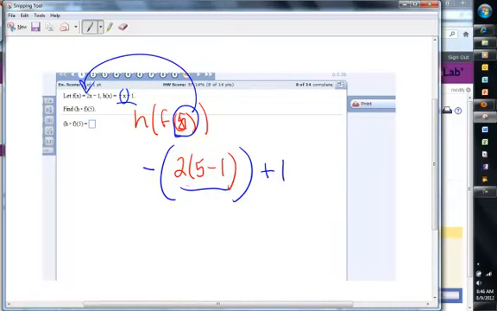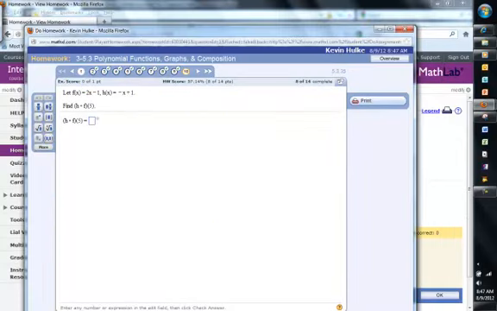2 times, oh, I did that wrong. It should be 2 times 5 minus 1. I made it seem like you're going to multiply the 2 times the 5, then subtract the 1. Okay, so when we do this first part, we get 10 minus 1, which is 9. Put a negative on it, and add 1 is negative 8.